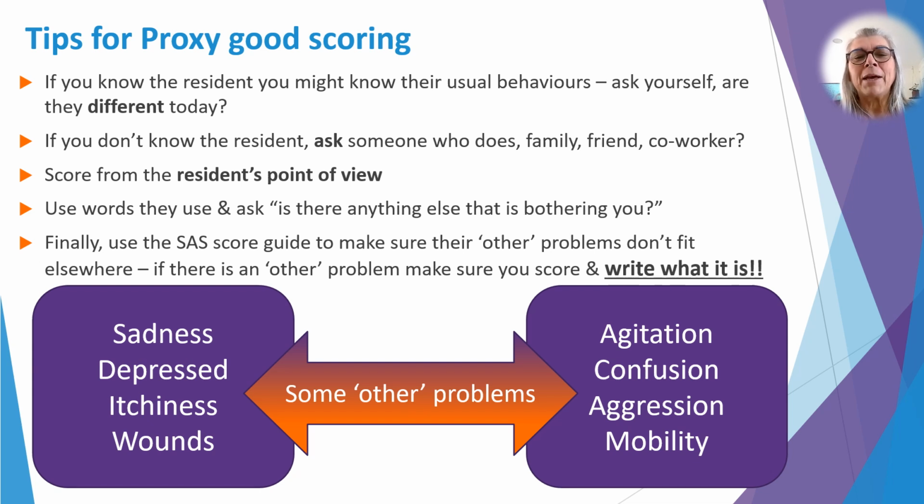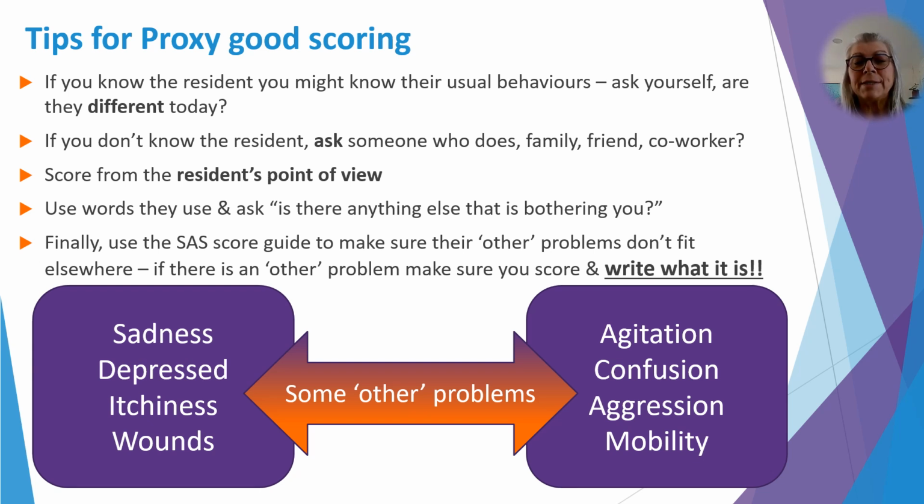If you don't know the resident, make sure you do find someone else who does, a family member, a friend, a co-worker or a carer, because you need to always score from the resident's point of view so that you're not scoring things that might be distressing to you. You're scoring things that you know would be distressing to the resident. If you're trying to get across to the resident, you need to also use words that are familiar to them. So distress might not be familiar to them, but words like bothering, upsetting, worrying might be more familiar to them.